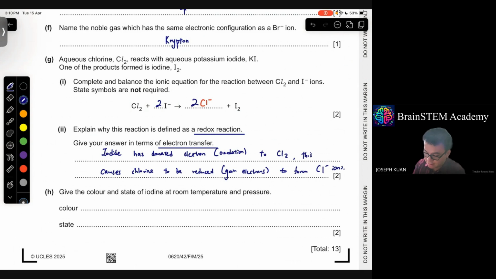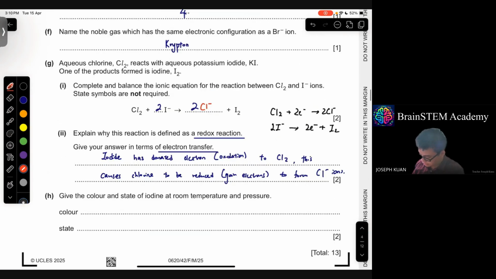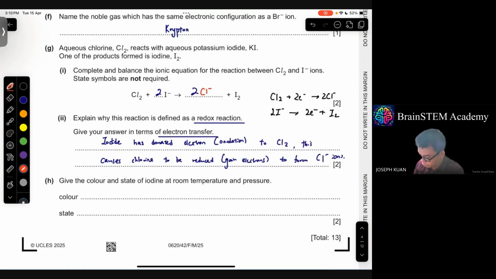If you want to know the half equation, this is the half equation. Chlorine gains 2 electrons to form 2 chloride ions. At the same time, where does this electron come from? It comes from the iodide ion. The iodide ion gives the 2 electrons to chlorine, and by itself, it undergoes oxidation in this process. Moving on, give the color and state of iodine at room temperature and pressure. So iodine is actually a gray-black solid at room temperature and pressure.